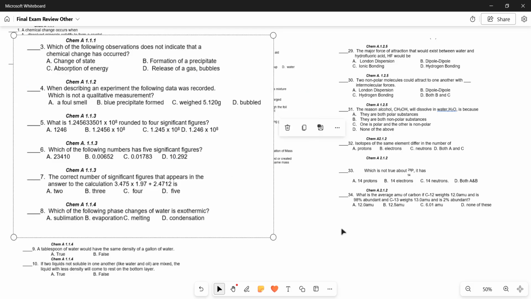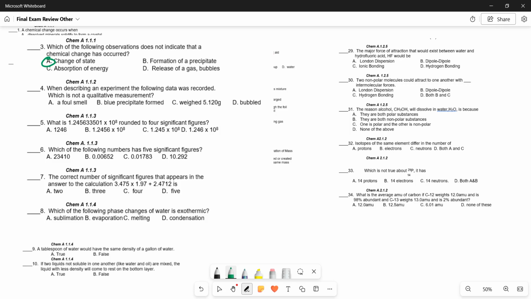Okay, so which of the following observations does not indicate that a chemical change has occurred? A change of state, an absorption of energy, a formation of a precipitate, the release of gas and bubbles. Well, C, B, and D all are indicators of a chemical change. A change in state is just going to be physical. All right, number 4. When describing an experiment, the following data was recorded, which is not a qualitative measurement. So qualitative describes. Quantity or quantitative is a measurement. And the only measurement here would be C, and it would not be classified as qualitative.